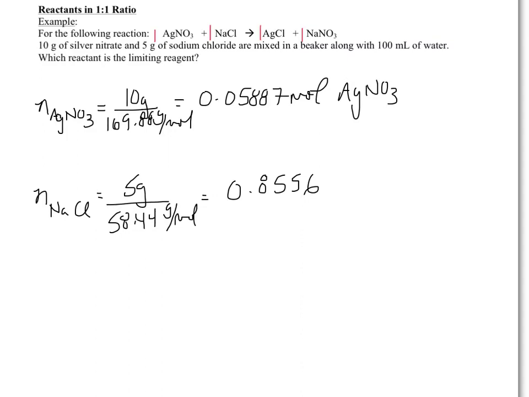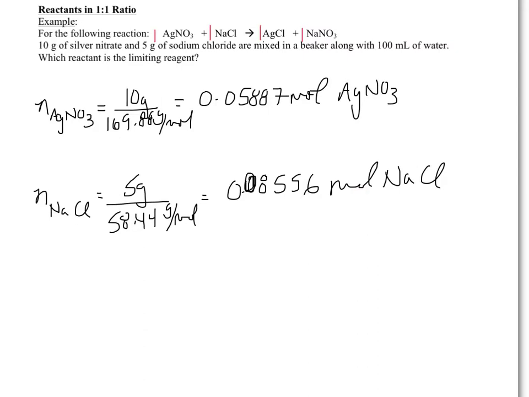Sorry about that. I made a mistake there and I can't erase it because I pressed the wrong button. It's 0.08556, and I can't get my pen to write right over top of that decimal, but that's a 0 right there. 0.08556 moles of NaCl. So since it's a 1-to-1 ratio of AgNO3 to NaCl, we can compare these amounts just as they are.